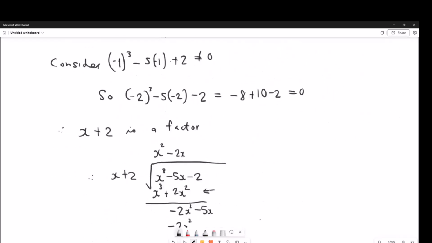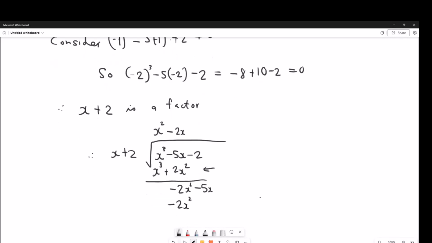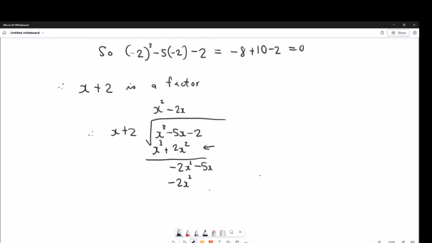Okay. So it goes in the x squared, so it's x cubed plus 2x squared. So I'm subtracting. So that gives me minus 5x. Okay, so I'm asking how many times does it go in there? Minus 2x. So plus 5x. Okay, so it seems fine. Everything seems fine. I'm just multiplying out now. Okay, so I'm multiplying x plus 2 by minus 2x.